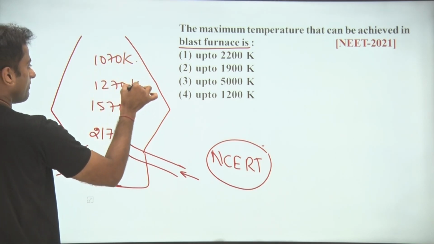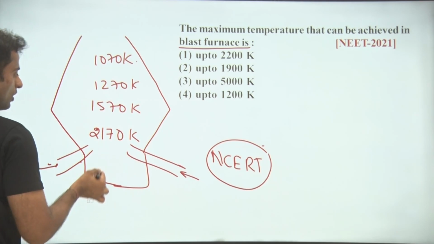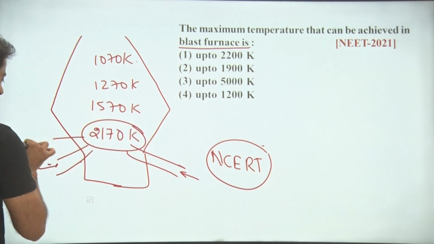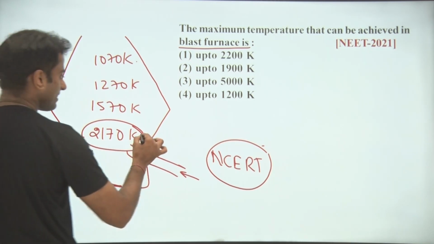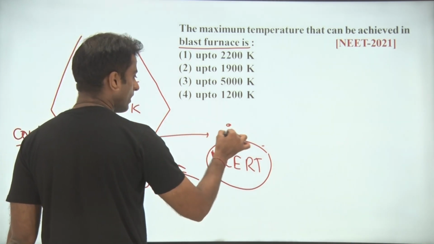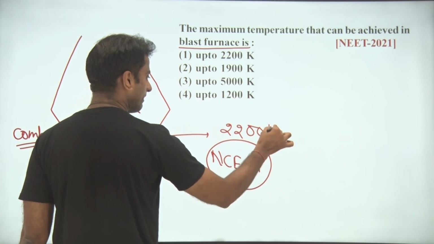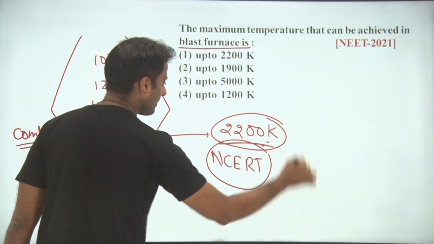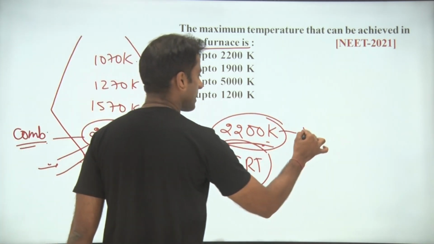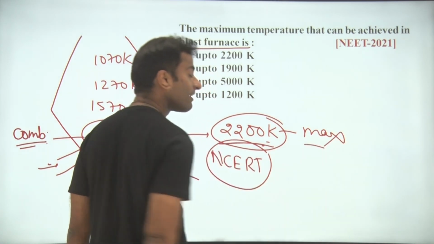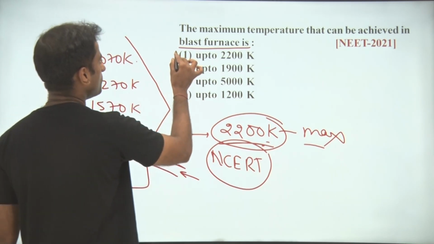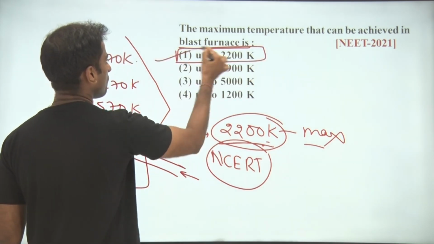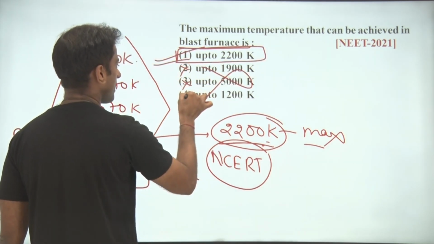These temperatures are given in what? The Kelvin. So this is the combustion zone where we are having the maximum temperature. So we can say that this is approximately equal to 2200 Kelvin, and this is given in the NCERT. Maximum temperature can be achieved in which furnace? Blast furnace. So we can say up to 2200. The first option is going to be perfect here. Rest of these are not possible.